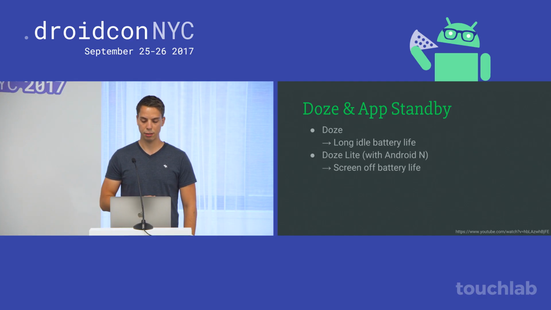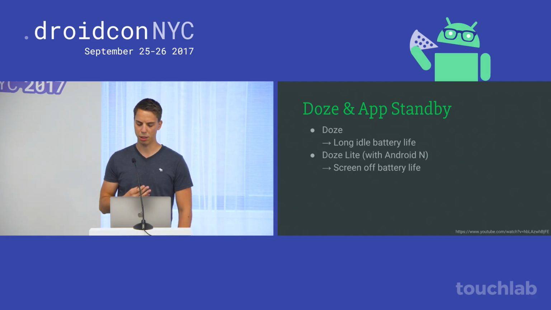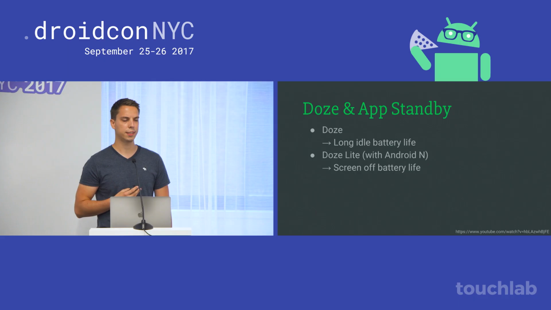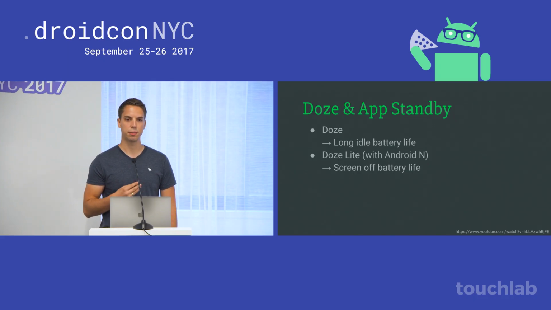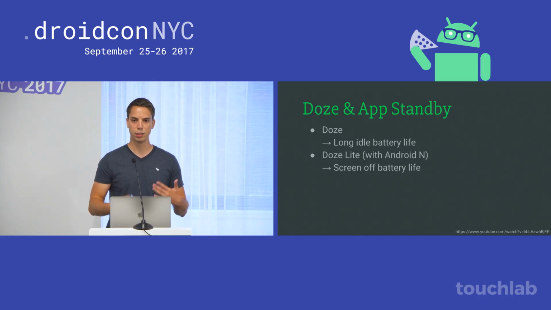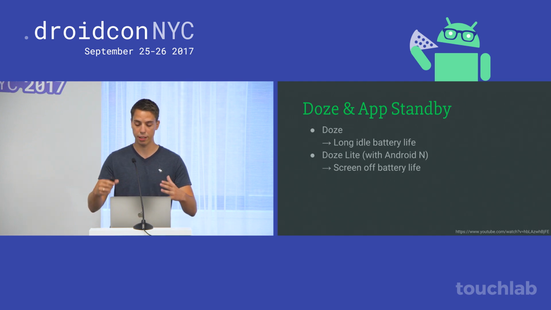Then with Android N, they introduced another Doze Lite mode, but from a developer perspective, it wasn't that much different. The difference only is that the Doze Lite mode already starts when you put your device into the pocket. So for the original Doze mode, the device should be lying flat on a table.